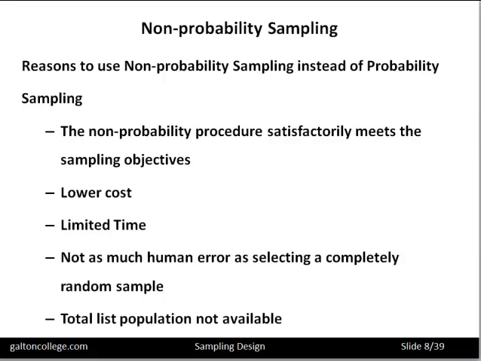And also, sometimes the total population may not be available. So non-probability sampling is used instead. It's a quick way and a cheap way of selecting a sample, because perhaps the whole population couldn't have been used to select a sample. So random sampling means you have to know the whole population to select out of it randomly. If you don't know the whole population, then non-probability sampling may be an ideal solution.